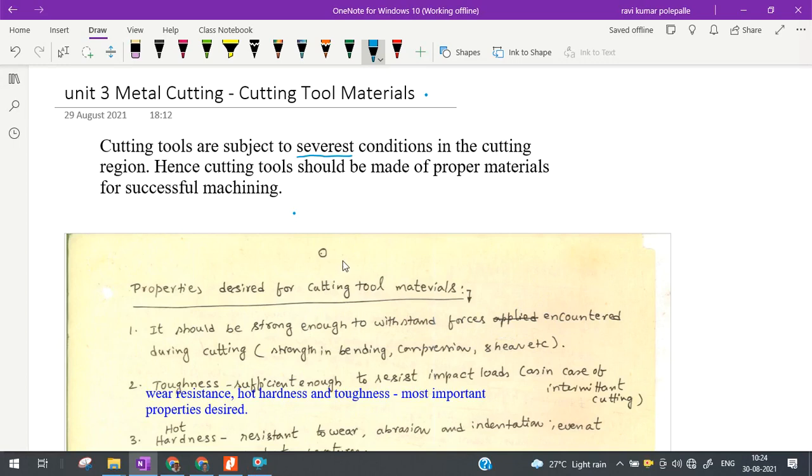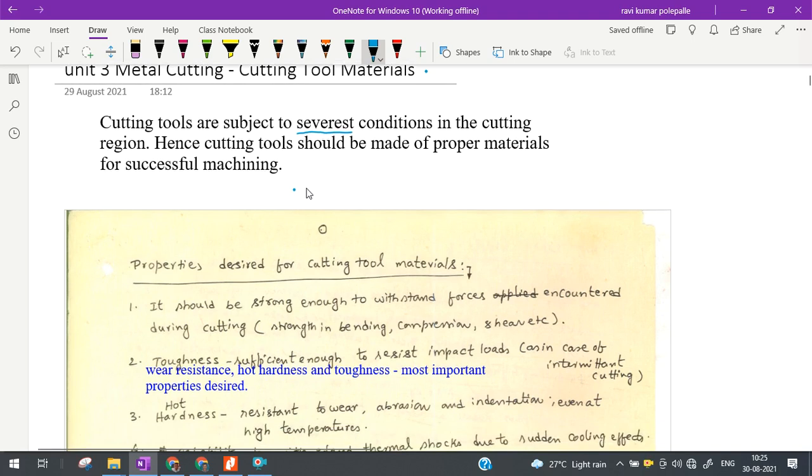Today we shall study about the cutting tool materials. Cutting tools are the physical objects which can be expected to be subjected to severest of the conditions in the cutting region. Hence, cutting tools should be made of proper materials so that the machining process is successful.